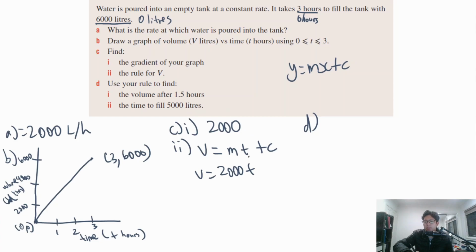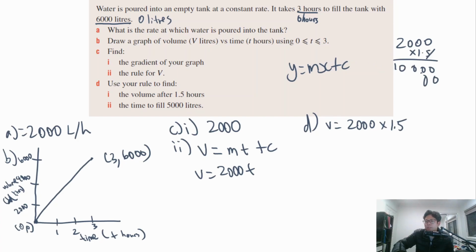So we'll replace t with 1.5. So V would equal 2,000 times 1.5. And if you remember how to multiply decimals, this should be a breeze for you. 5 times 0 is 0. 5 times 0 is 0 again. 0 again. 2 times 5 is 10. Cross that out. Put another 0.